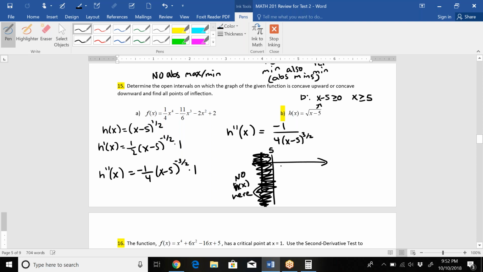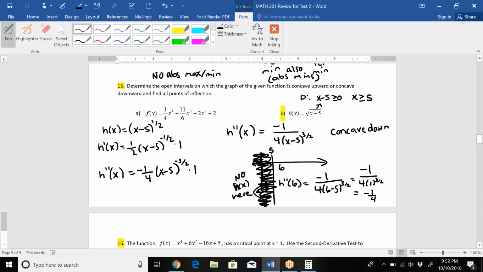And what this is going to mean is that we're either completely concave up on the whole domain or concave down. And that also means there will be no points of inflection, because you can't switch your bowl if you don't have, remember, any spot to flip. There's no way you can change if there's not two different sides. So if we check 6 into h double prime, that would be negative 1 over 4 times 6 minus 5 to the 3/2. That's negative 1 over 4 times 1 to the 3/2. That's the square root of 1, which is 1, and then you cube it, so that's still 1. So that's negative 1/4. So that means this whole thing is concave down.